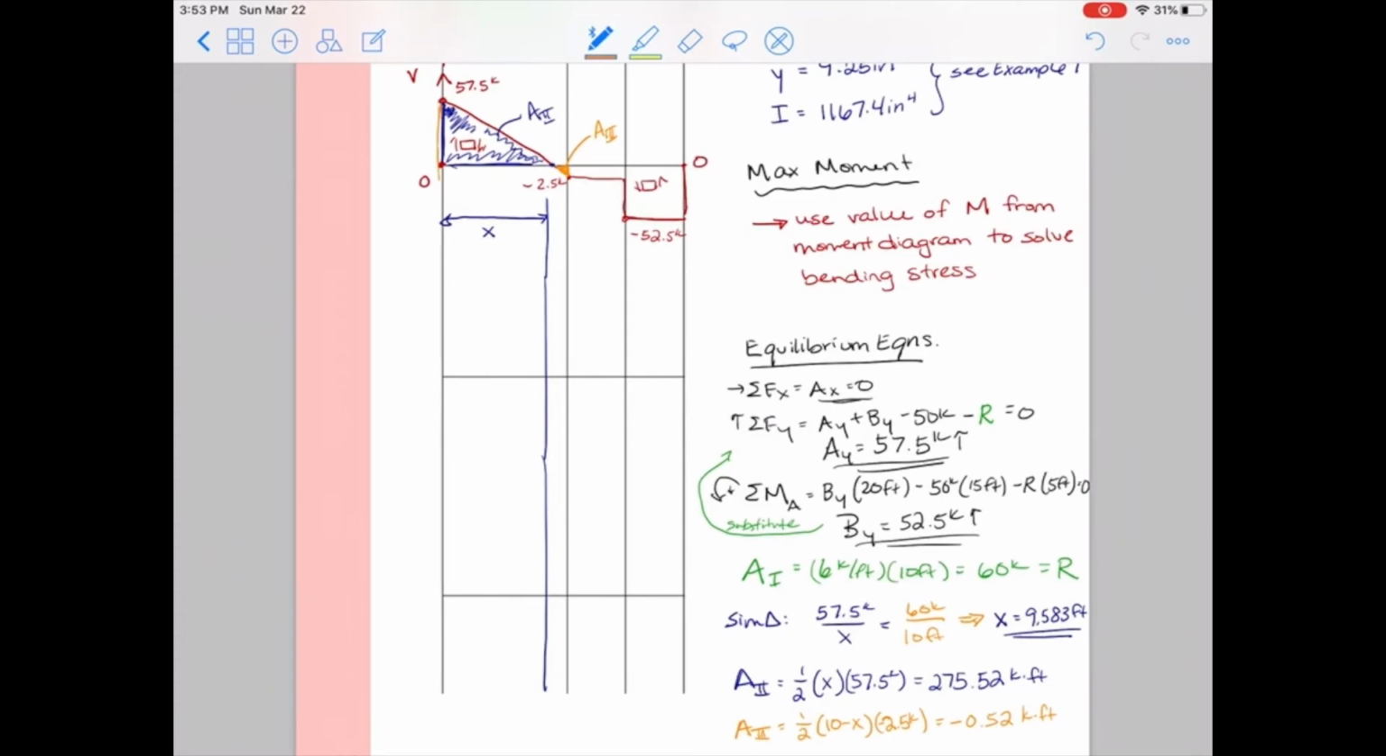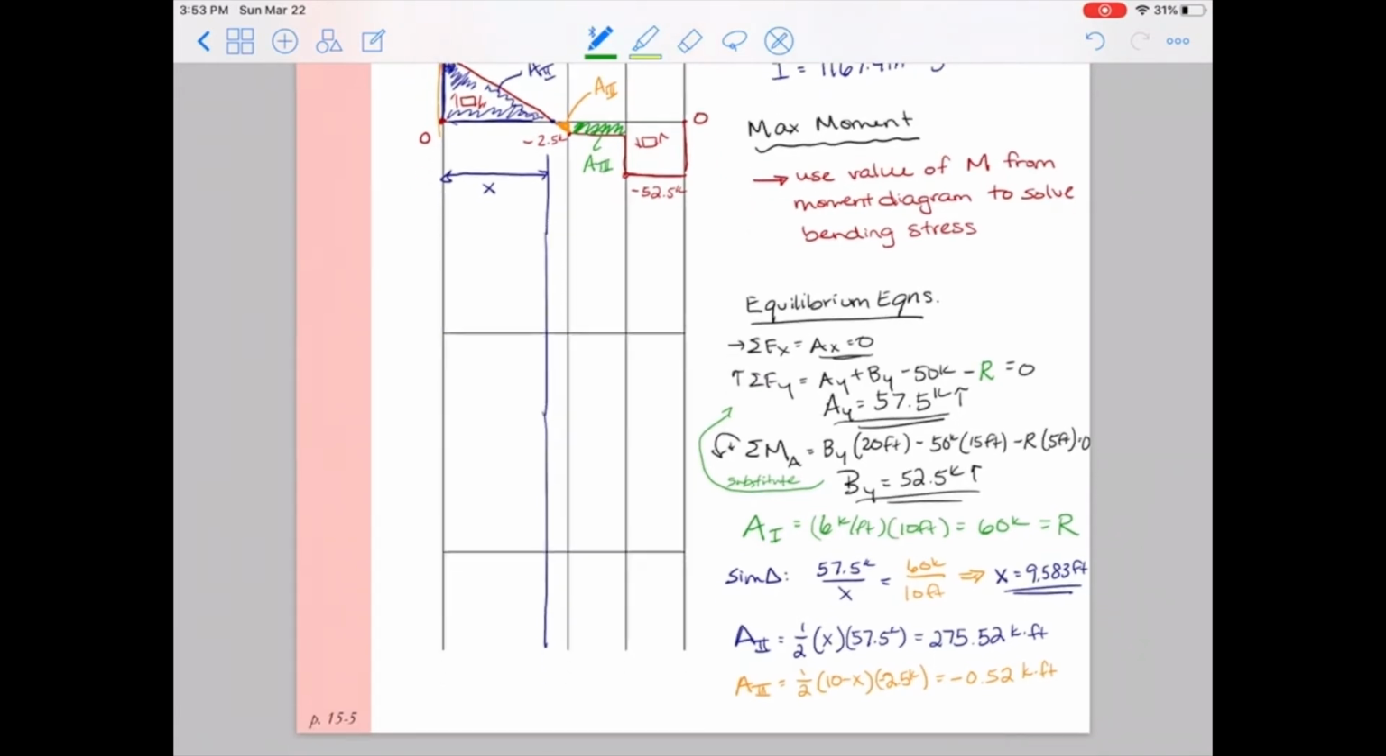I'm going to just knock out the rest of the areas for my shear diagram before I even try to draw my moment diagram. So area 4, I'll shade in green.